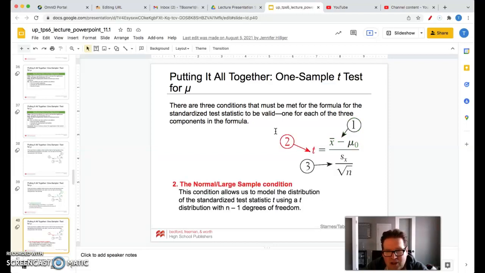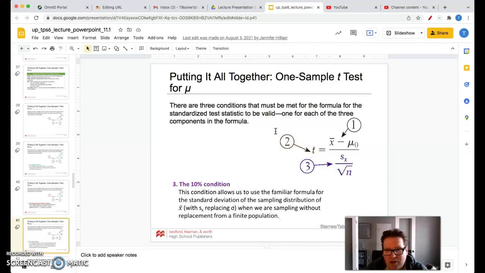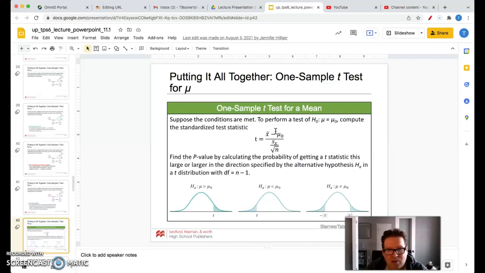Again, the normal large sample condition lets us use that t-statistic with n-1 degrees of freedom. And again, that 10% condition allows us to use our familiar formula for standard deviation, replacing the population standard deviation with the sample standard deviation, so that allows us to do that part. So those are the important parts. That's why we check that, and that's why we can do that.